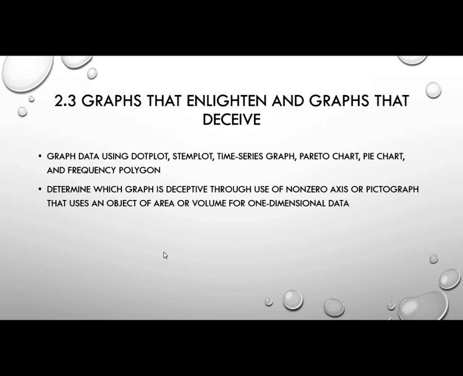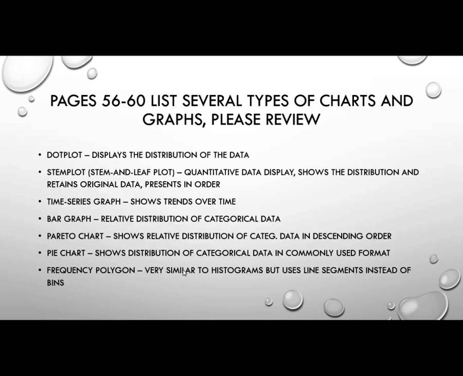I'm going to go just briefly through this because a lot of these we're not going to be using in the class. So, pages 56 to 60 list several different types of charts and graphs. Please review that. I'm just going to go through these really quickly. Dot plot displays the distribution of the data. Stem plot, which is also called a stem and leaf plot, gives you a quantitative display that shows the distribution and retains the original data, and it's presented in order. It's a little bit cool. You'll see that on the next slide.